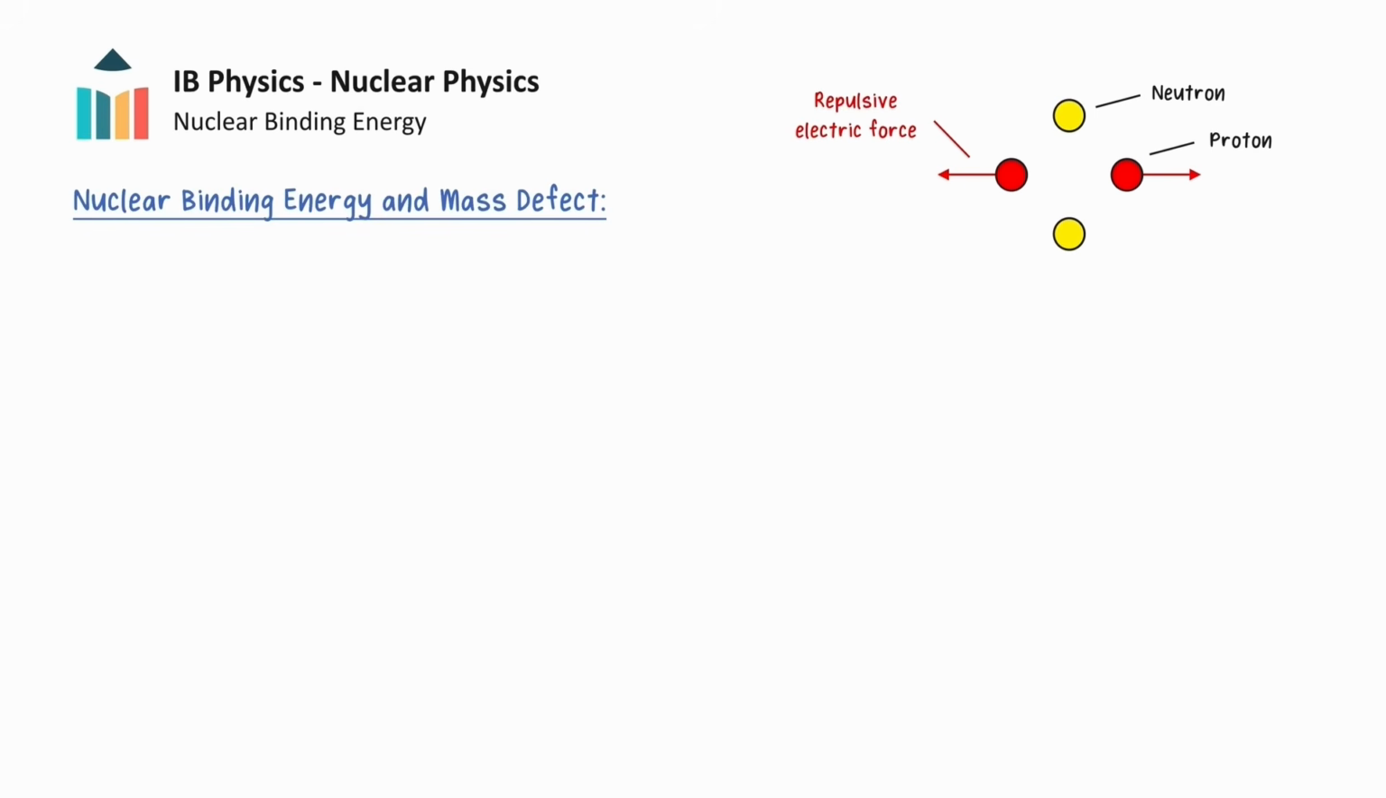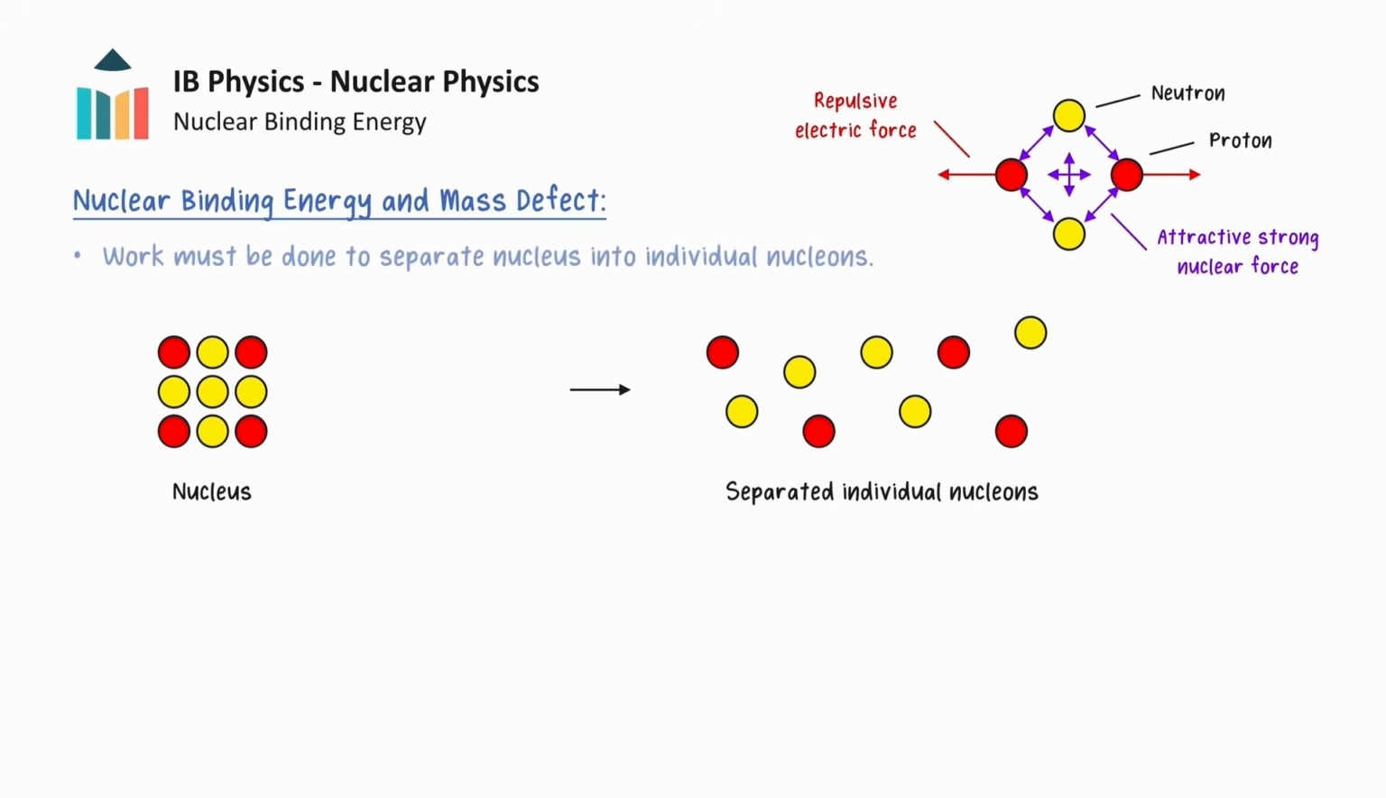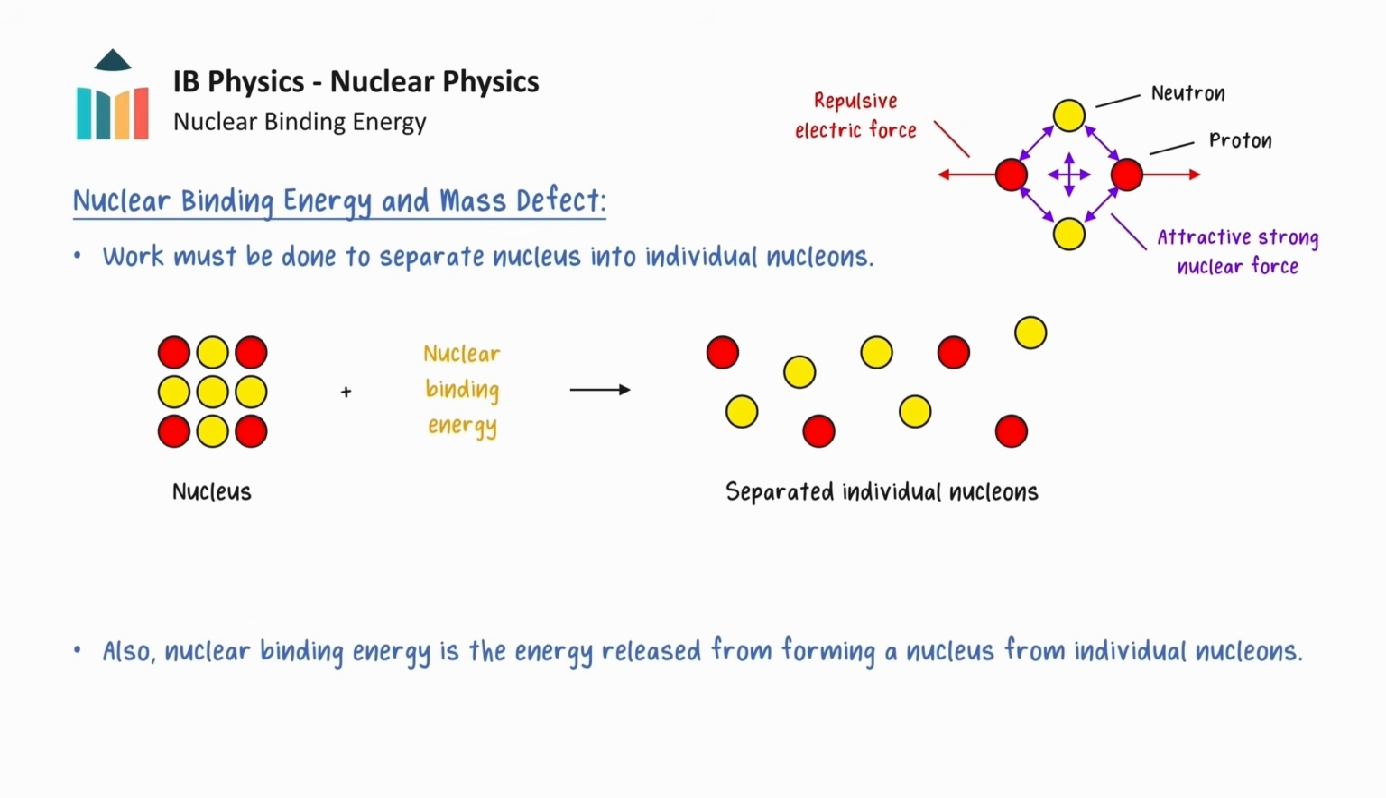Recall that protons and neutrons in a nucleus are held together by the strong nuclear force. To overcome the strong nuclear forces and completely separate a nucleus into its individual nucleons, work must be done. The total energy required to do this is called the nuclear binding energy. Alternatively, we can see nuclear binding energy as the energy that will be released when a nucleus is formed from individual nucleons. The more nucleons in a nucleus, the greater the total binding energy will be.